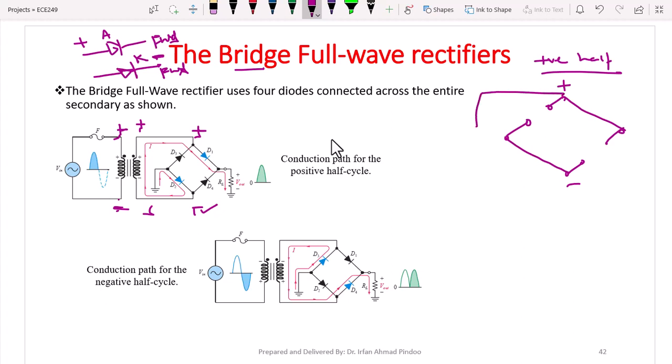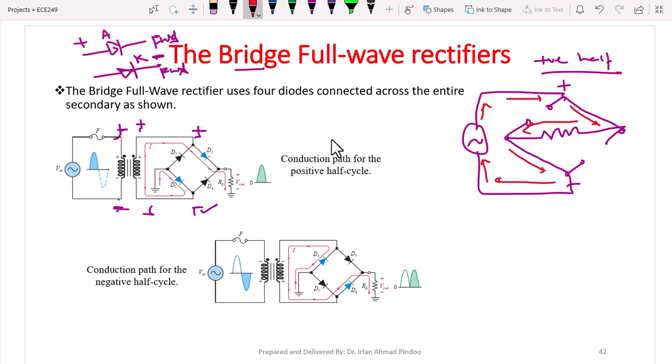Now you can see this is where input is given, and this is where output is taken. Now will there be a current flow? Yes, we have a positive terminal here, so current will flow like this. Now there is a path here, and then it is moving like this, and it is closing the path. So we are having a current across the resistor R.